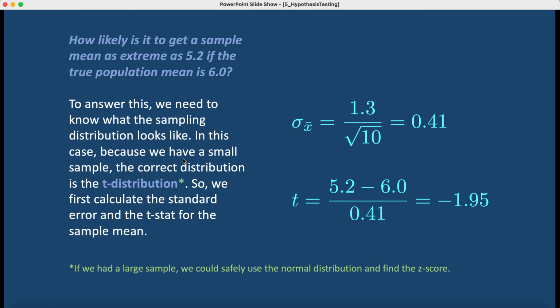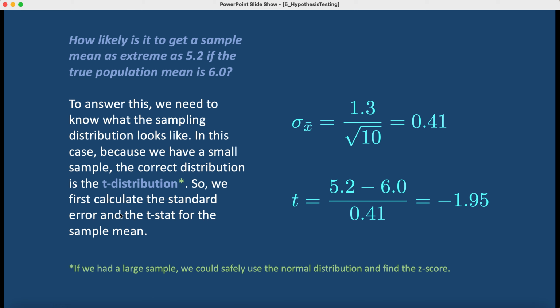Now, in this case, because our sample is small, we're not going to technically use a normal distribution. We're going to use a t-distribution. So remember, when the sample size is small and you're evaluating the mean value, just like we did in confidence intervals, we use the t-distribution.